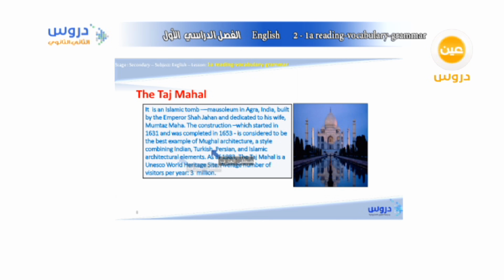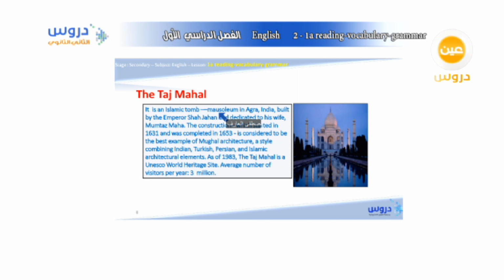The construction, which started in 1631 and was completed in 1653, is considered to be the best example of Mughal architecture, a style combining Indian, Turkish, Persian, and Islamic architectural elements. As of 1983, the Taj Mahal is a UNESCO World Heritage Site. Average number of visitors per year, 3 million tourists or 3 million visitors. So it's in India.